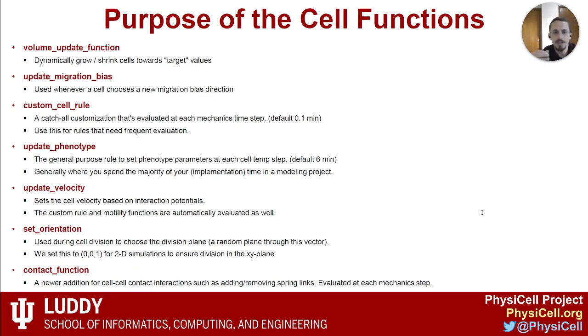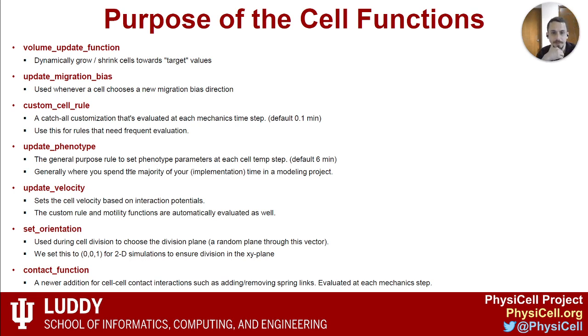So digging into the purpose of these functions, the volume update function, as I mentioned, dynamically grows and shrinks cells towards the target volume. The update migration bias basically updates according to the persistence time of the migration. They change the direction of the bias. The custom cell rules, if you want to customize one special rule in your project, you can go with that function, and that function updates according to the mechanical time step.